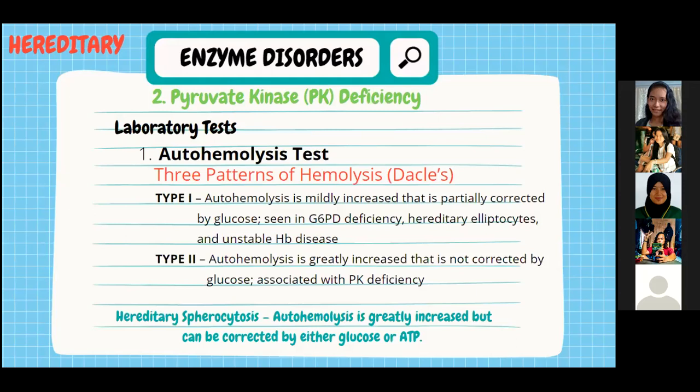So let's move to the pyruvate kinase laboratory test. The first one is the autohemolysis test, which has three patterns of hemolysis.